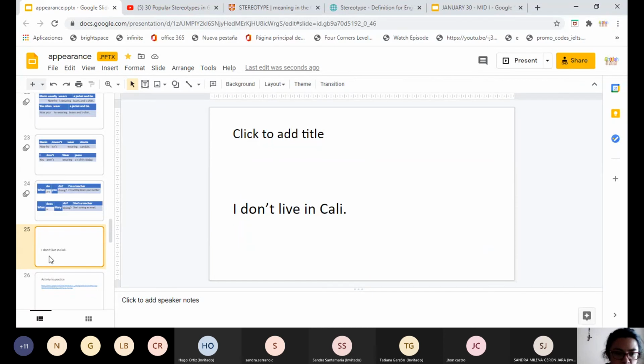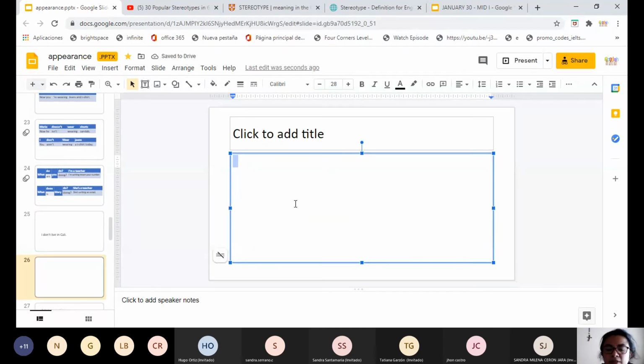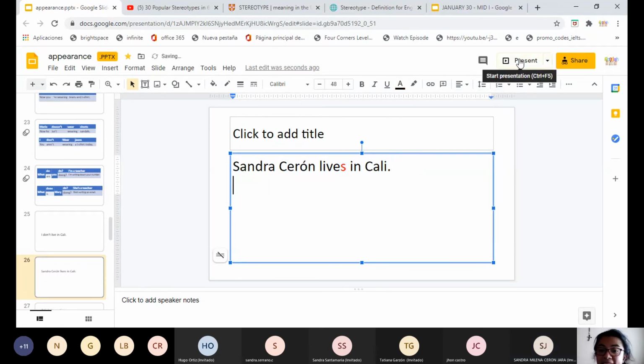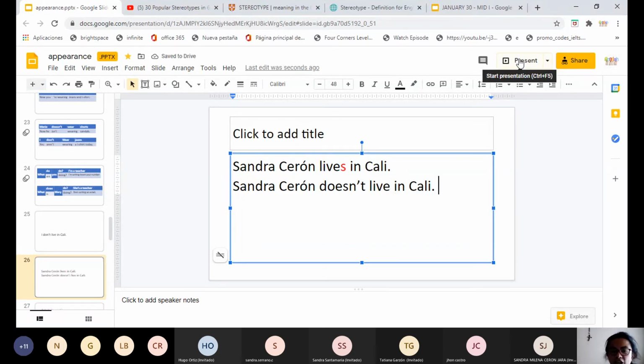And maybe what is confusing to you is the use of doesn't. For example, Sandra Cerón told us last week that at this moment she lives in Cali. Sandra Cerón lives in Cali, right, Sandra? So when we make it negative, we say Sandra Cerón doesn't live in Cali. So what is the difference there? What changed in those two sentences?